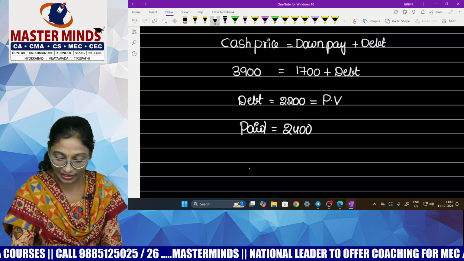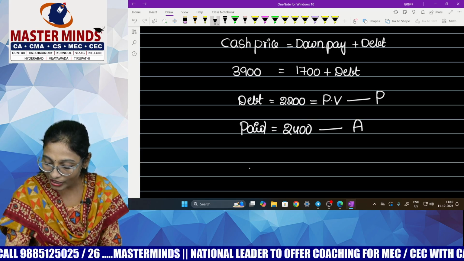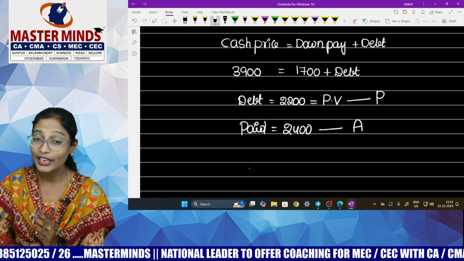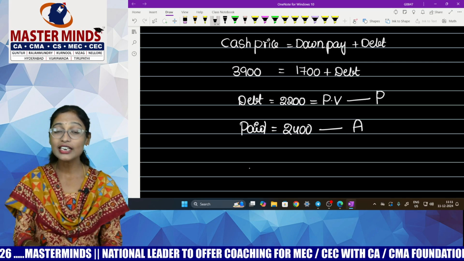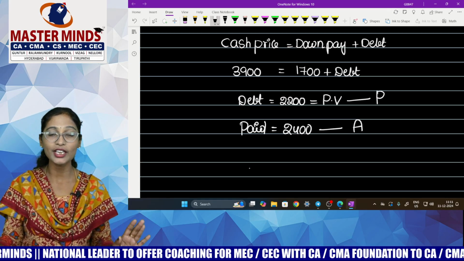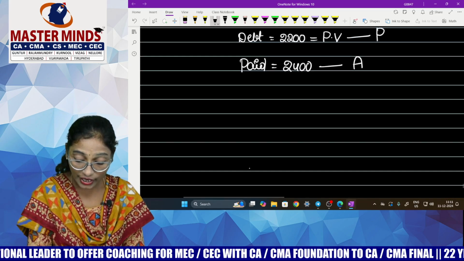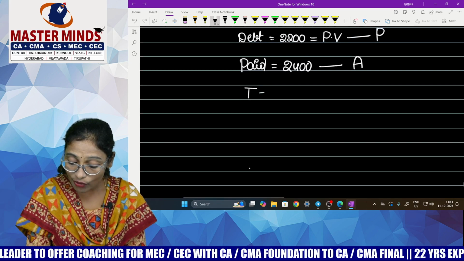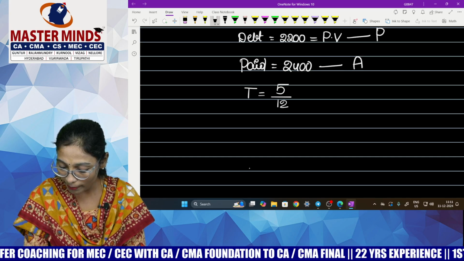Try to understand. This is principal and this is amount. It's not an annuity, because annuity requires compound interest. Here there is simple interest, so you can't come across the concept of annuity. So principal 2,200, amount 2,400. What is the time duration? 5 months. 5 EMIs means 5 months. So I should write 5/12.